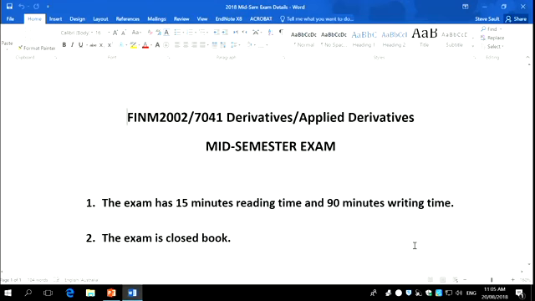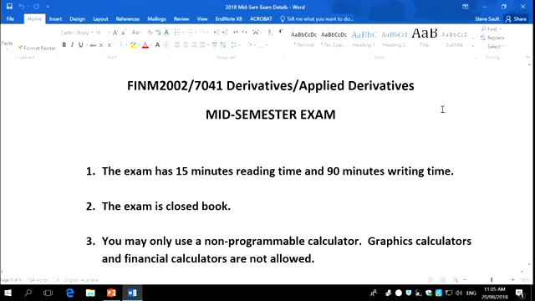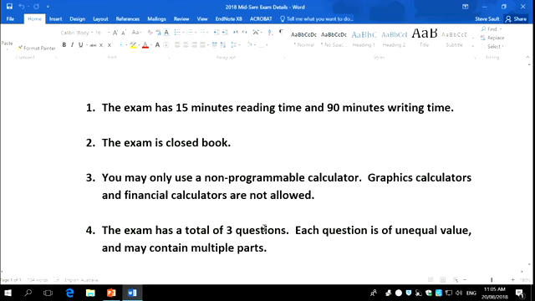Okay, we'll make a start. We'll start off by talking about your mid-semester exam next week. You have 15 minutes reading time and 90 minutes of writing time. You'll get some scribble paper if you need it. The exam is closed book, which means you just bring a calculator and a pencil. And that calculator has to be non-programmable, so graphics calculators and financial calculators are not allowed in the exam.